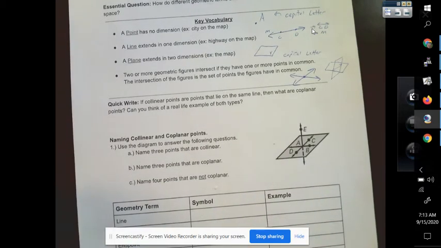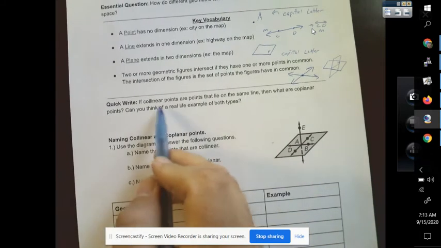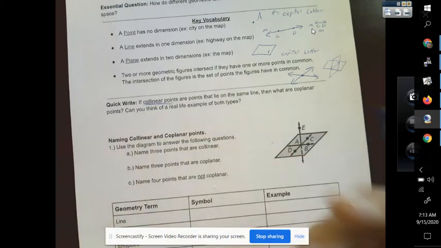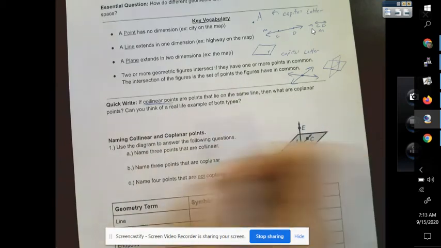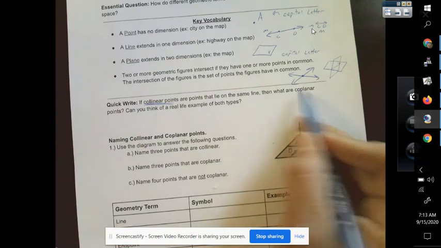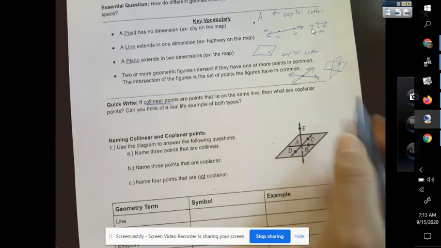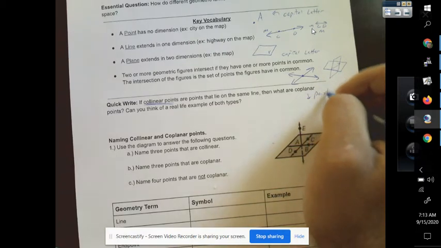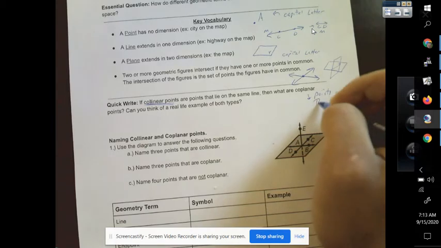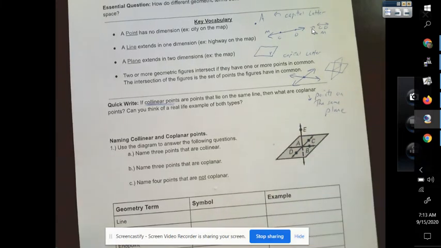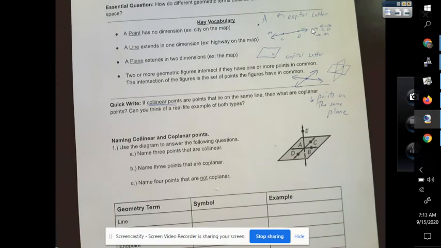Quick write: collinear points are points that lie in the same line. This is a vocab word for you guys. Collinear points: collinear, co-line, on the same line. Then what are coplanar points? Well, collinear, co-line; coplanar, co-plane. Coplanar points are points on the same plane. Okay, cool.